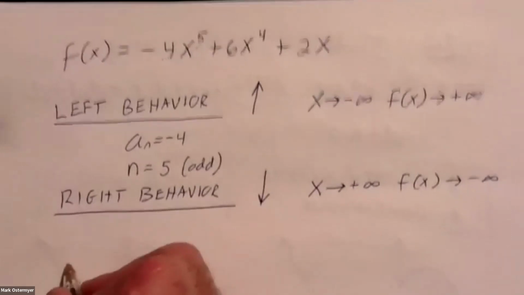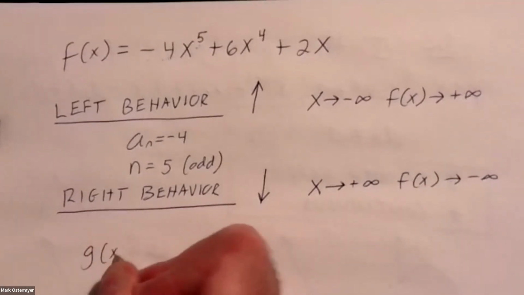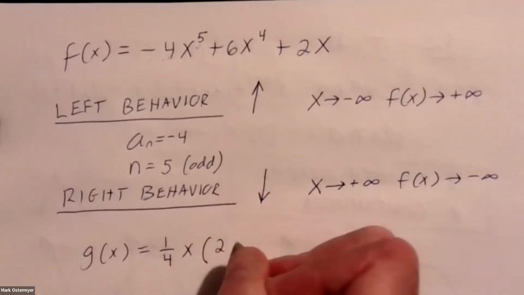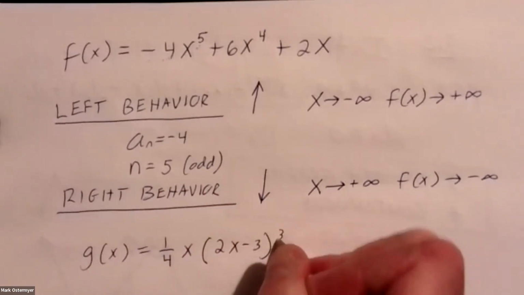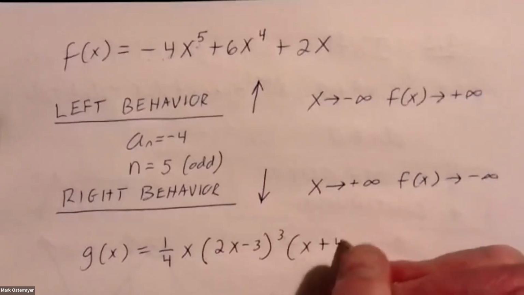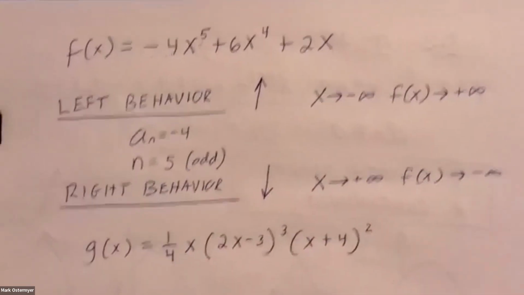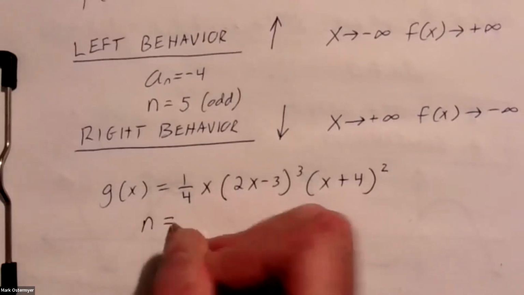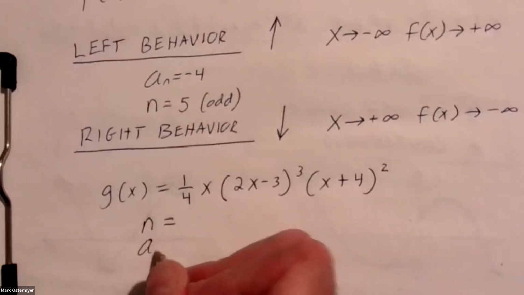All right. Let's try this one here. g of x is equal to 1/4 times x times (2x minus 3) cubed times (x plus 4) squared. All right, what is the degree of this polynomial? And what is the leading coefficient?